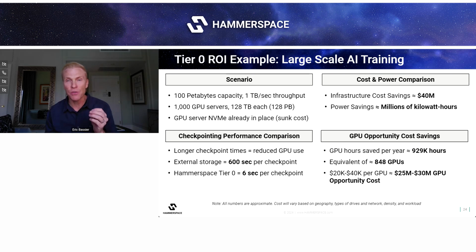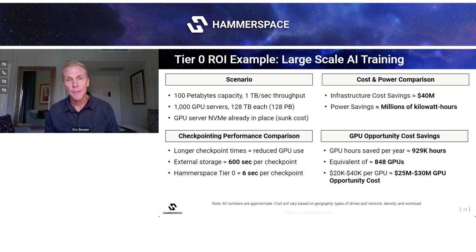So it turns out that by using that ultra-fast local NVMe storage, by taking advantage of that NFS protocol bypass, in a large cluster like this, we can save hundreds of thousands of GPU compute cycles per year, hundreds of thousands of GPU hours saved. And even conservatively estimating the cost of a GPU at $20K to $40K per GPU, that equates to about $25 to $30 million of GPU opportunity cost that Tier 0 can unlock in your existing infrastructure.